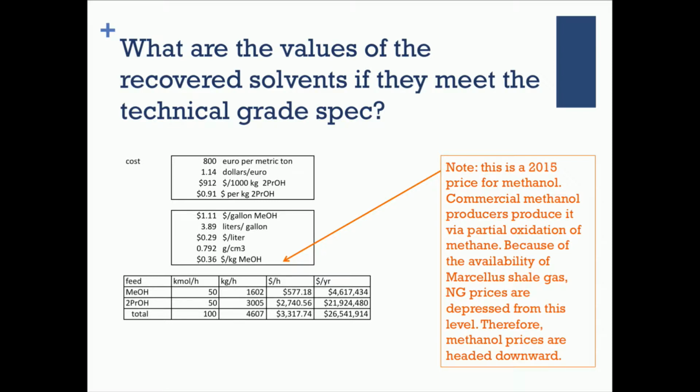On the other hand, the cost for methanol was about $1.11 per gallon. There are 3.89 liters per gallon. So I ended up with a cost of 36 cents per kilogram for methanol. I haven't read a note that this is really a 2015 price for methanol. Commercial methanol users and producers start with oxidation of methane to make the methanol.